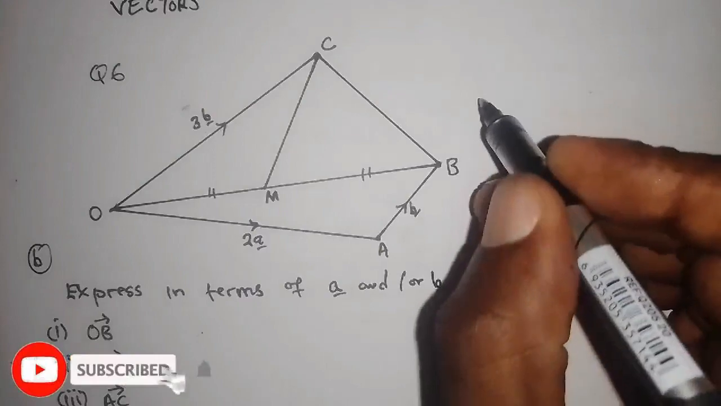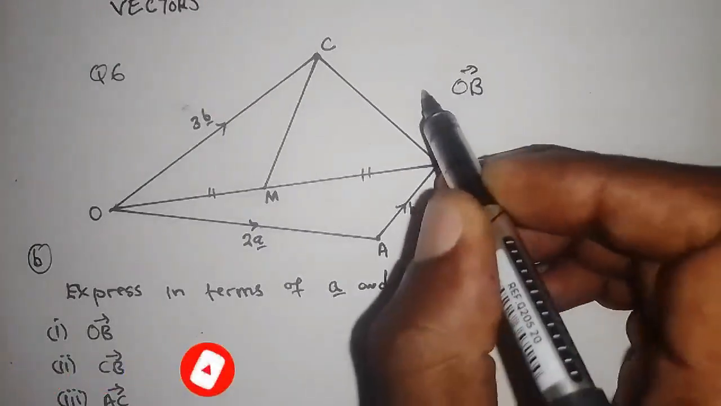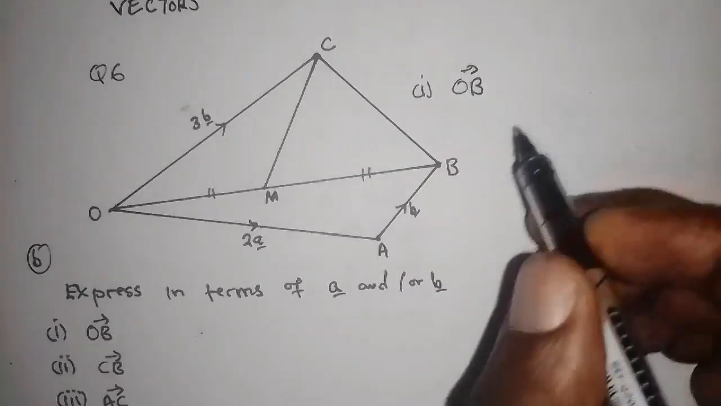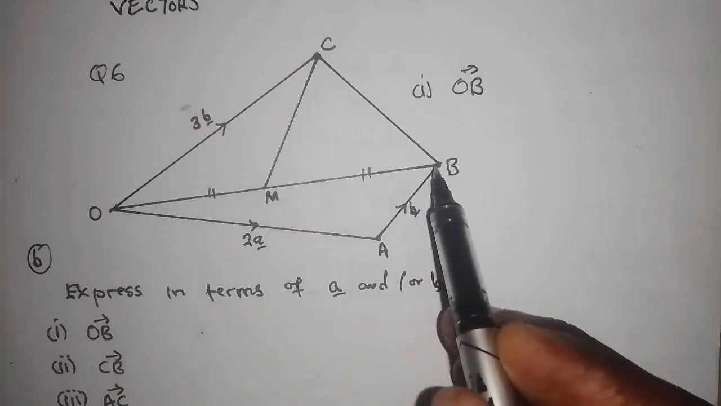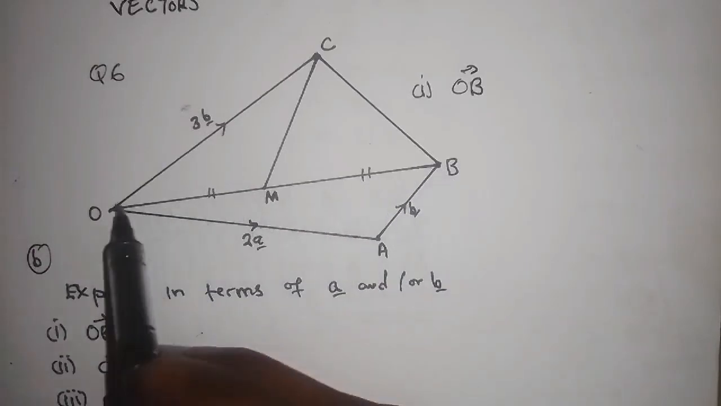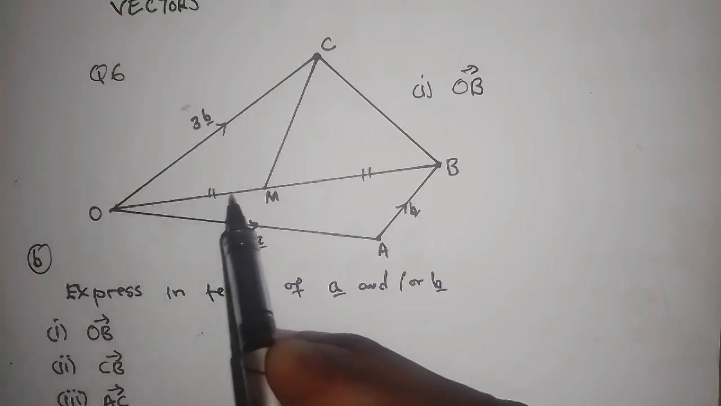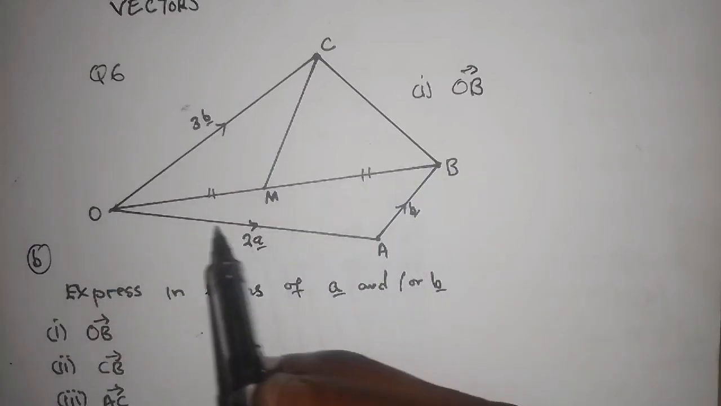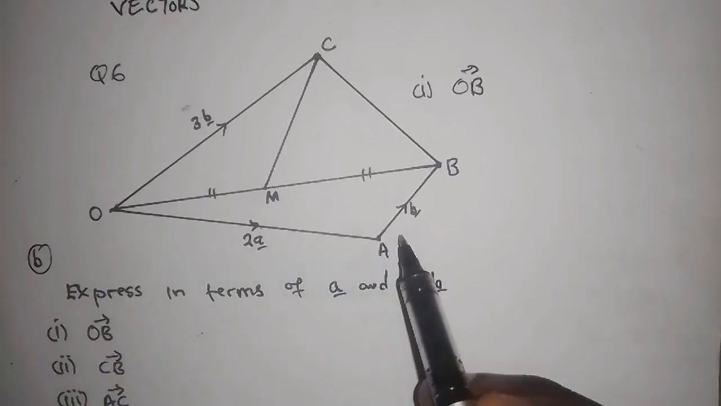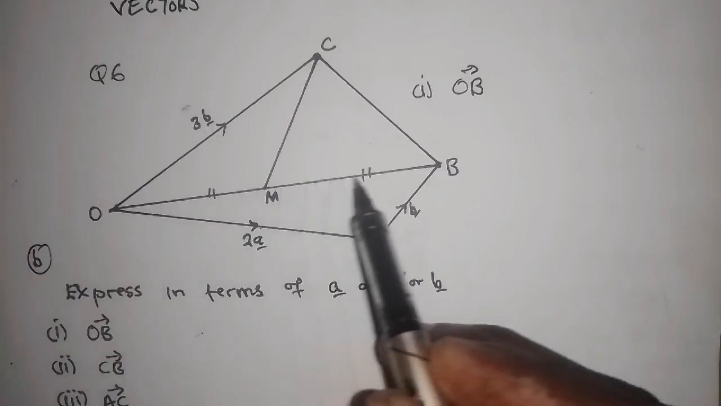So vector OB, this is number 1. You need to find a way of actually adding, to find out which triangle can be used. If you look at this one, this one, and this one, this is the triangle that you're going to use, because we have this one and this one. It's just a matter of adding this and this to get OB.